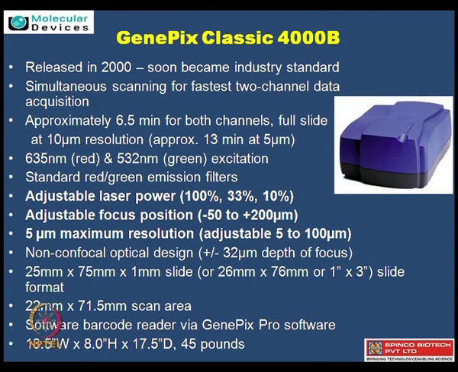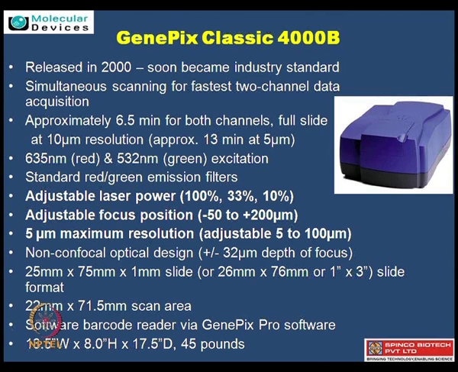Now, I am a user of 4000B, so I would like to know a little bit more about some of the features for this 4000B, which is a more classical scanner. So GenePix Classic 4000B is called Classic because it was first introduced in 2000. Right. But after that, everybody started loving this machine, owing to the fact that it has 6.5 minutes of simultaneous scan. The meaning of simultaneous scan is both lasers scan at the same time, right, so you have very less time for scanning.